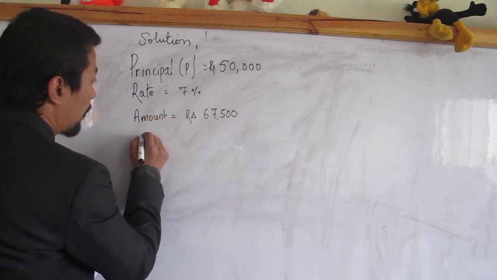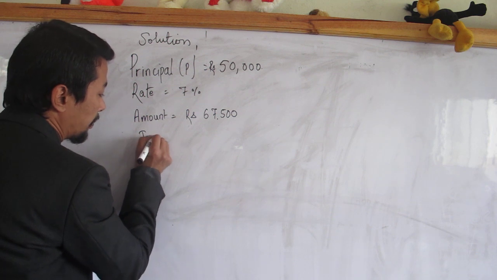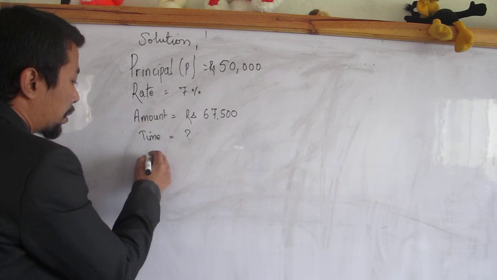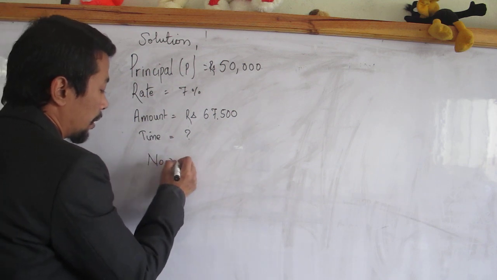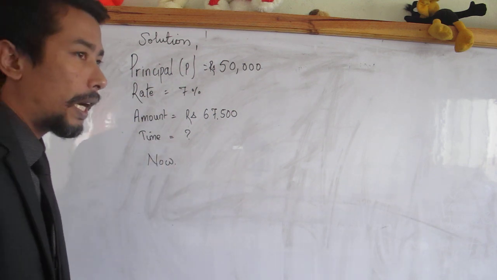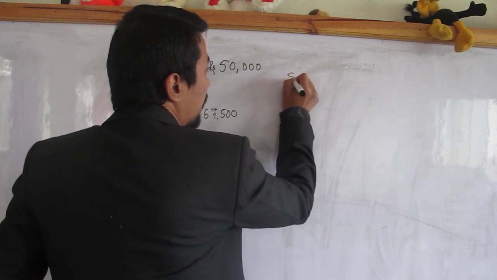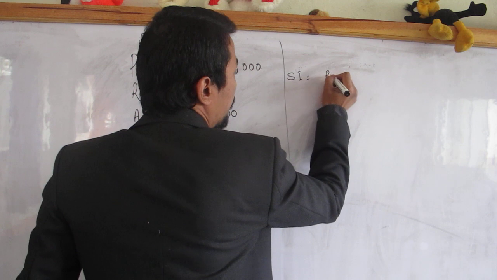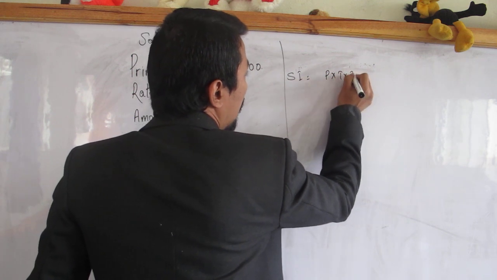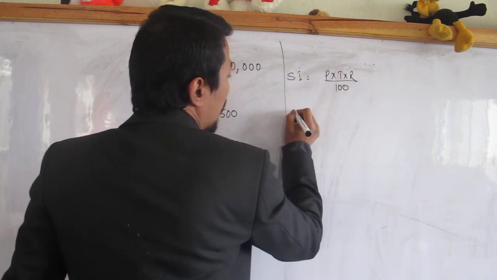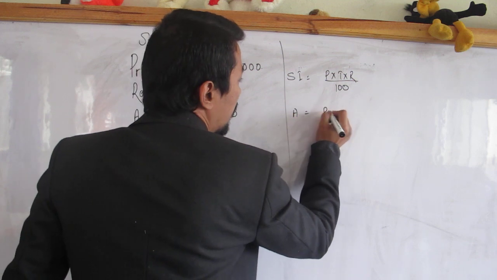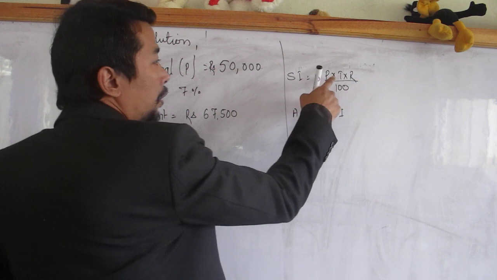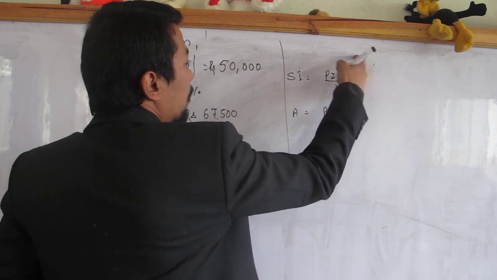Now, in how many years? That means time is equal to question mark. In order to find time, we had done two formulas. If you remember, one is simple interest is equal to P times T times R upon 100, and another is amount is equal to P plus I. Now here, in order to find time, we need to work with this formula.